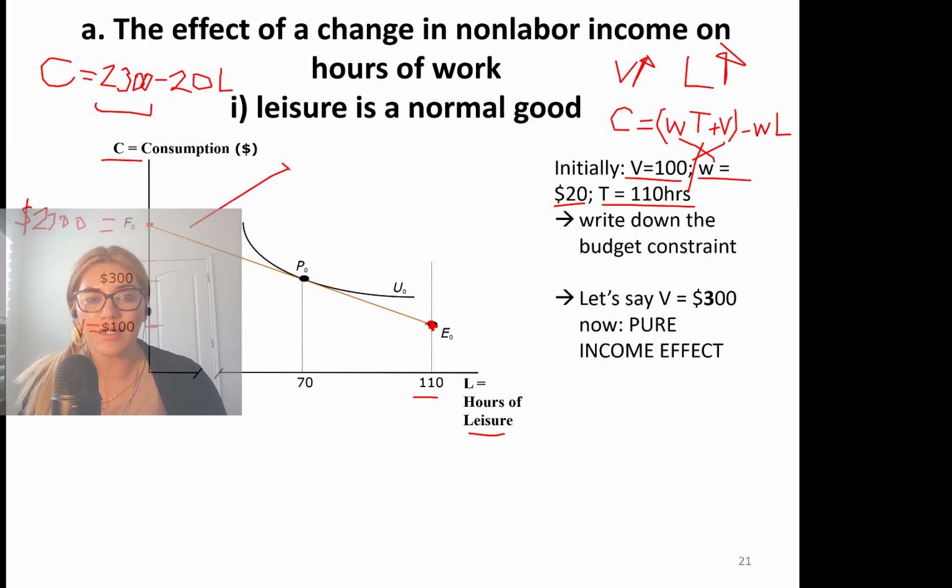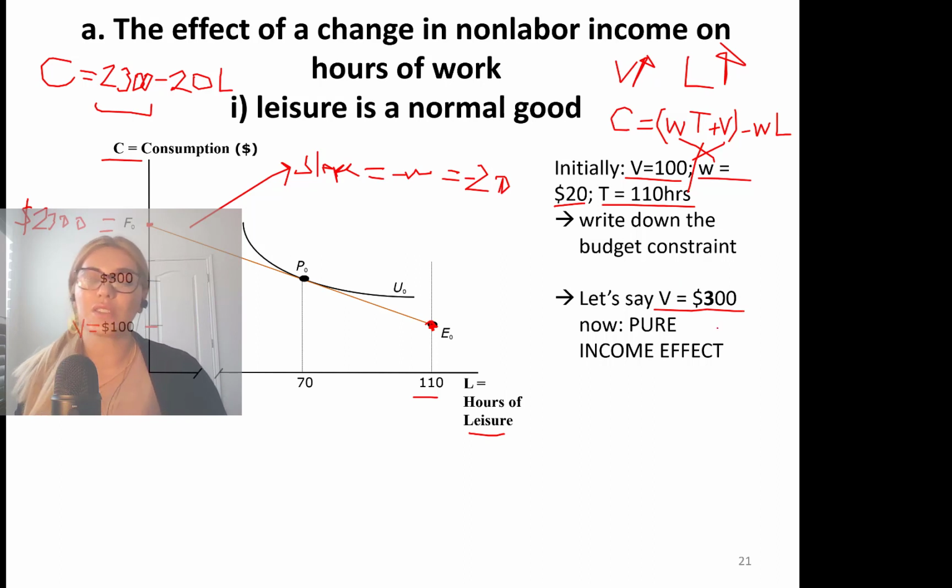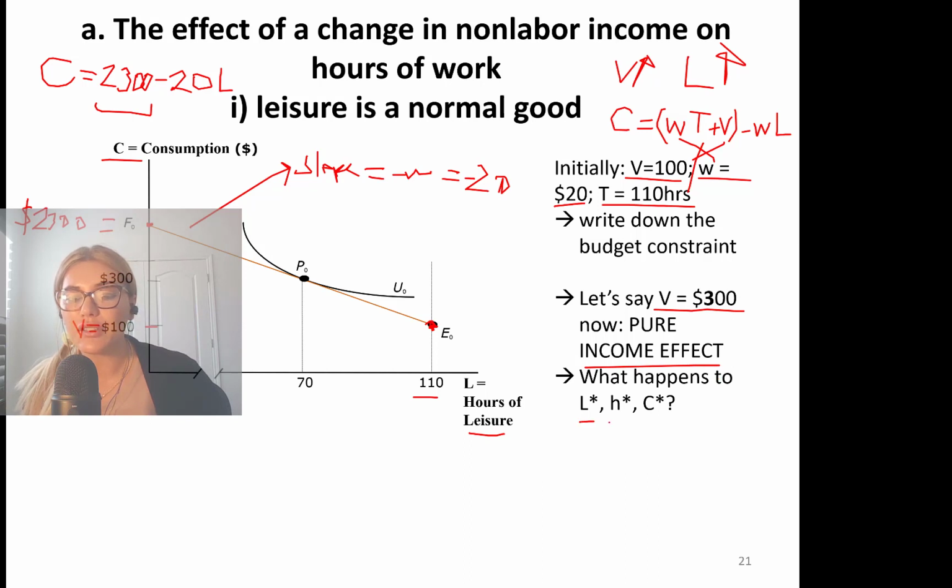And the slope of this, so whenever you draw something, you need to specify everything. Slope is the negative wage rate, which is negative 20. Let's say non-labor income goes up to $300. This is what we call pure income effect. So what happens to leisure, hours of work, and consumption?